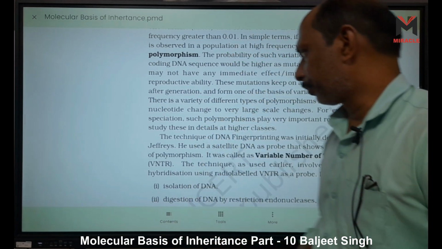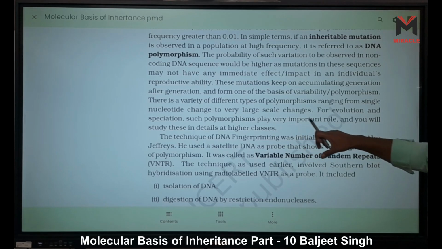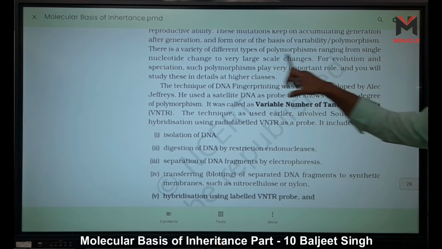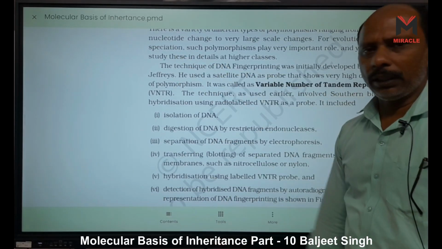Gradually differentiation comes. Speciation means forming of a new species. Such polymorphisms play a very important role and you will study these in detail in the higher classes. We will read, okay? Evolution also we will listen.